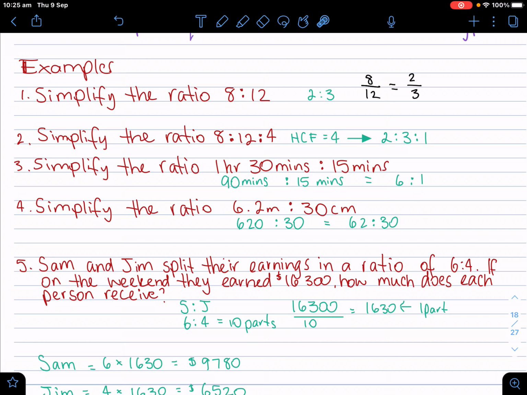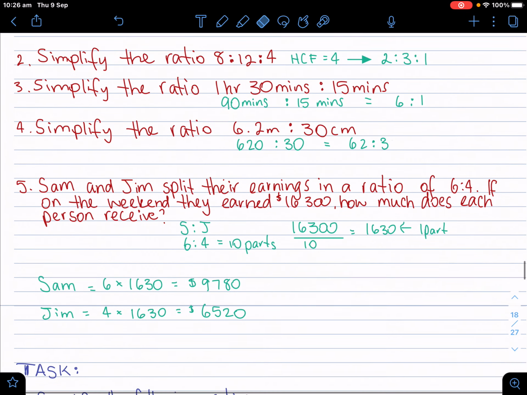Let's go on to example 4. Simplify the ratio 6.2 meters to 30 centimeters. Again, we need to convert them both to the same unit of measurement. So I converted them both to centimeters, put it in the calculator, and it simplified to 62 over 3. Let's move on to the last example.